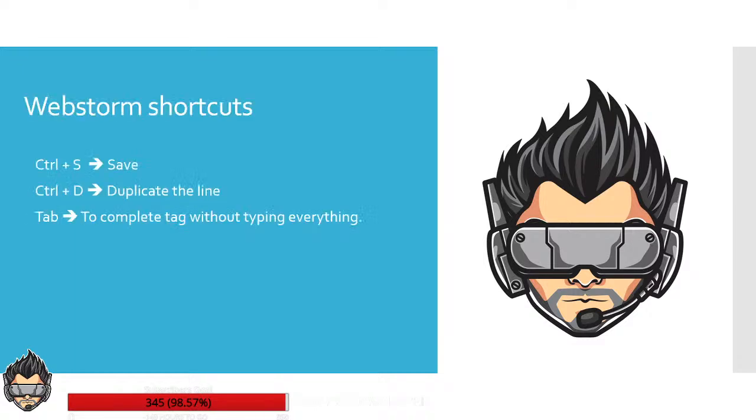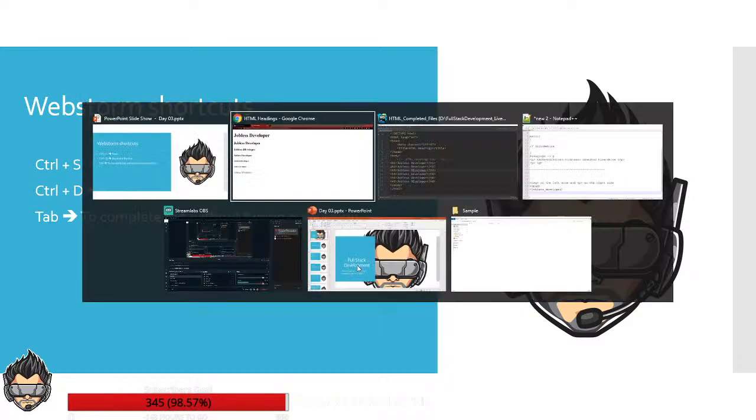Now that you know these things, you also need to understand that there are a few WebStorm shortcuts. Obviously, Control S is for save. If you don't know about this one, make sure you remember that Control S is for save. I don't always go to File and the save button. I'll go with Control S.